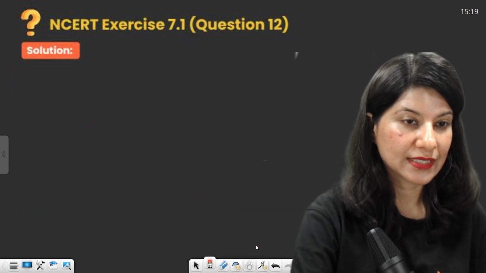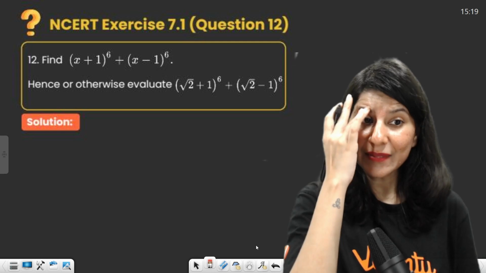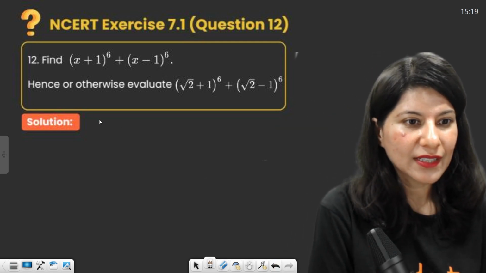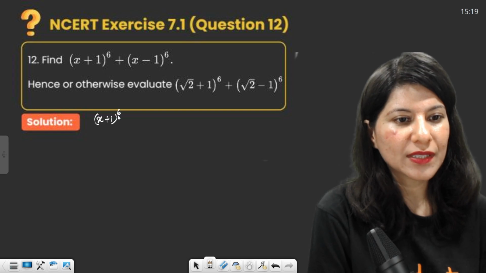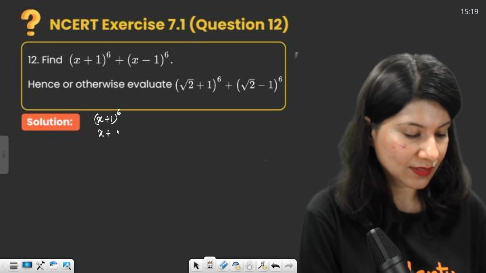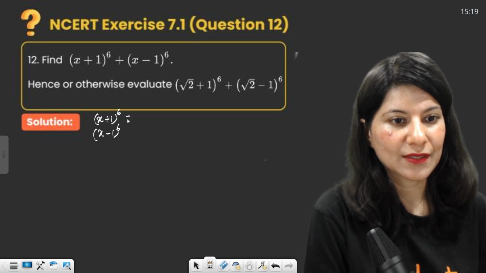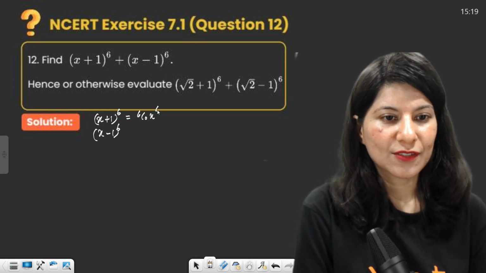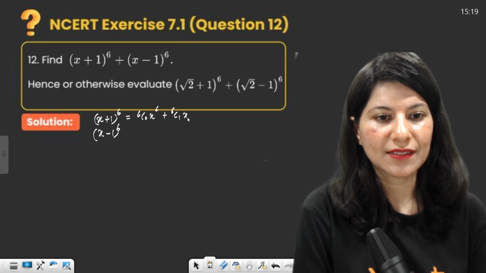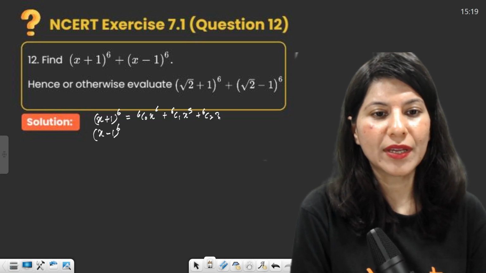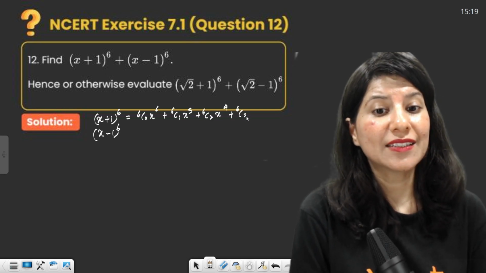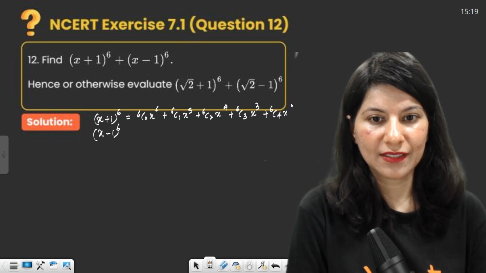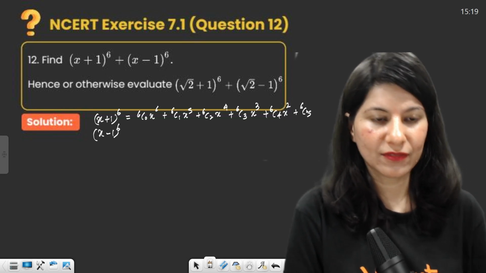All right. 11th also done nicely. Now 12th question. 12th question is again in a similar manner. We need to figure out (x plus 1) raised to power 6 and (x minus 1) raised to power 6, and add them. 6C0 x raised to power 6 plus 6C1 x raised to power 5 plus 6C2 x raised to power 4 plus 6C3 x raised to power 3 plus 6C4 x raised to power 2 plus 6C5.